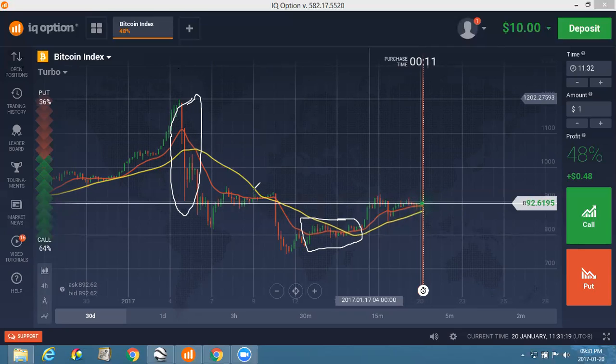But when the market is giving you something like this, the market is basically ranging. And don't forget, I'm saying when the market gives you something like this in the higher time frame, don't look at 10 seconds.